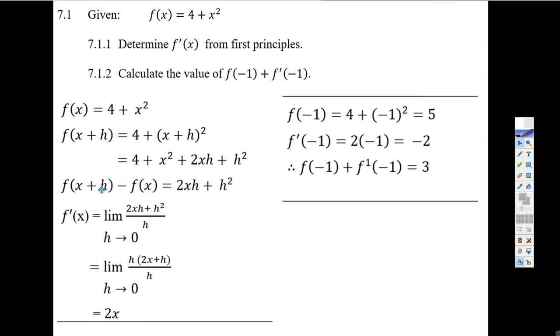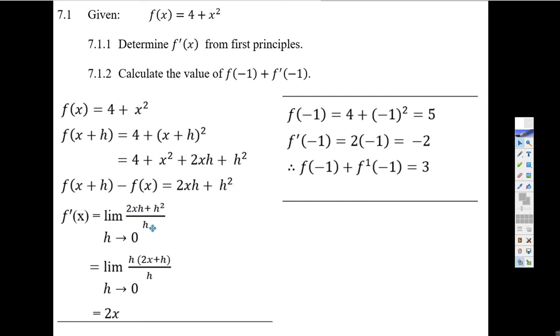Now, f of x plus h minus f of x, that goes on the numerator, the top of the fraction. Well, let's try it. If we took 4 plus x squared plus 2xh plus h squared, and we subtracted 4 plus x squared, the 4 plus x squared would go. And we'd just be left with 2xh plus h squared. So you show your algebra here, and you write that f of x plus h minus f of x is 2xh plus h squared. Now that's what goes on the top.